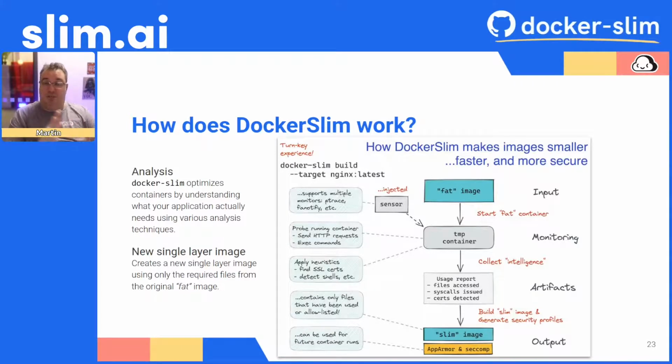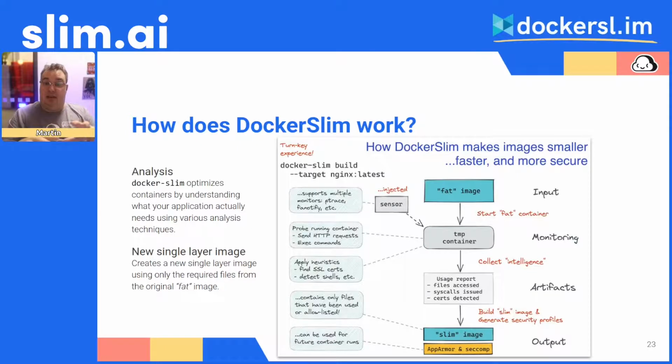You can watch that for a deeper dive into DockerSlim. But DockerSlim optimizes containers by understanding how your application works and what it actually needs, using various analysis techniques, including static and dynamic tracing. DockerSlim will create a new single layer container image that only includes the assets from the original container that were required for your application to function.